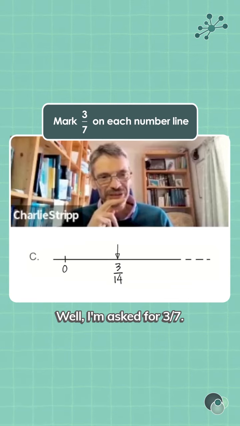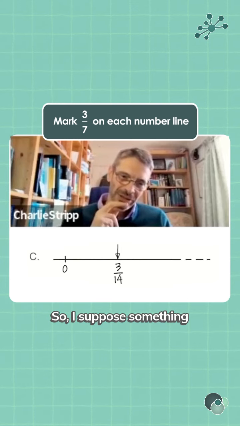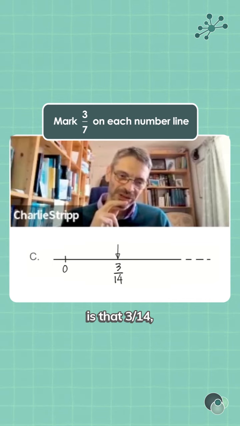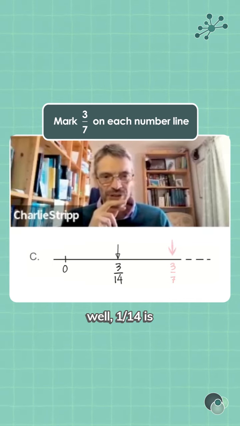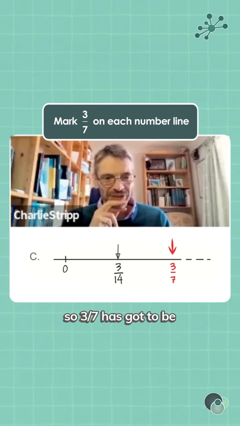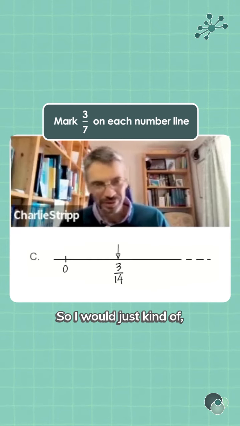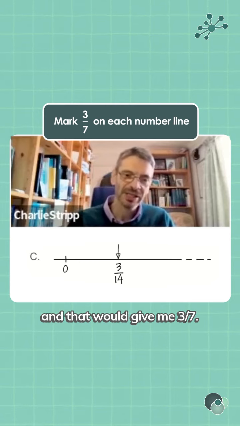Well, I'm asked for 3/7. I've got 3/14. So something that I might think about is that a 14th is half as big as a 7th. So 3/7 has got to be twice as big as 3/14. So I would go the same distance beyond 3/14 as I've got from 0, and that would give me 3/7.